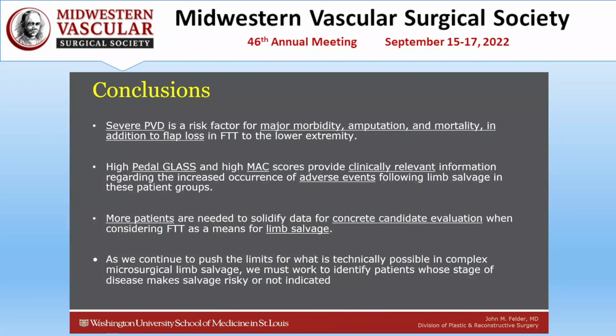following free tissue transfer. So in conclusion, severe PVD is a risk, as we well know, for major morbidity, amputation, and mortality in all patients, but that applies also to free tissue transfer attempts for limb salvage. High pedal GLASS scores and high max scores provide clinically relevant information regarding the increased occurrence of poor outcomes in these patients. We certainly need more patients to make definitive statements here, but we found that this was a very interesting early look at this kind of potential way to bracket patients and predict outcomes when we're attempting somewhat heroic limb salvage. Thank you. I'd be happy to take questions.